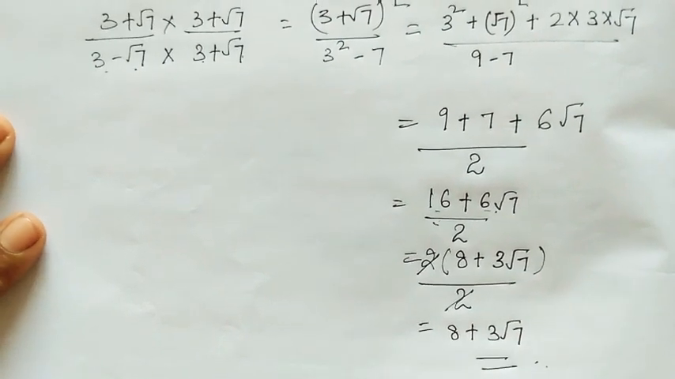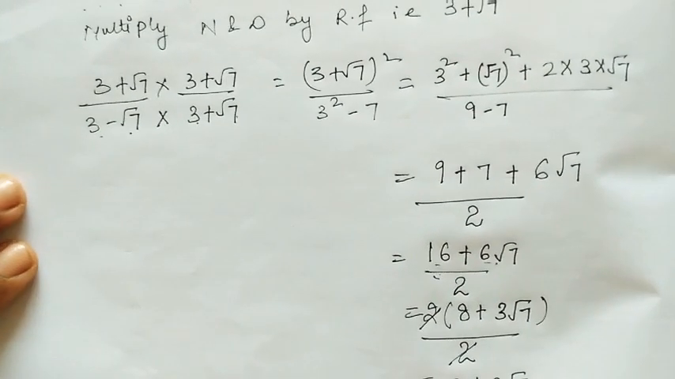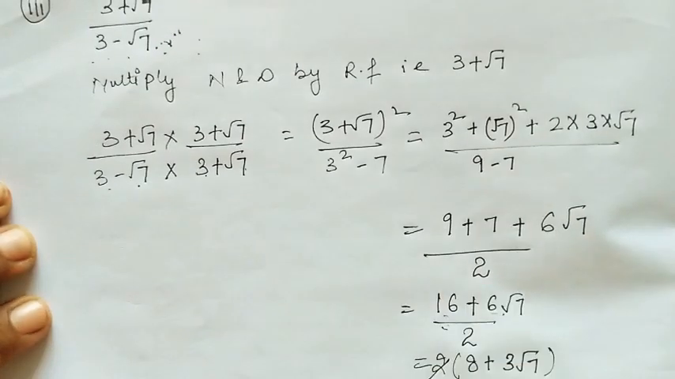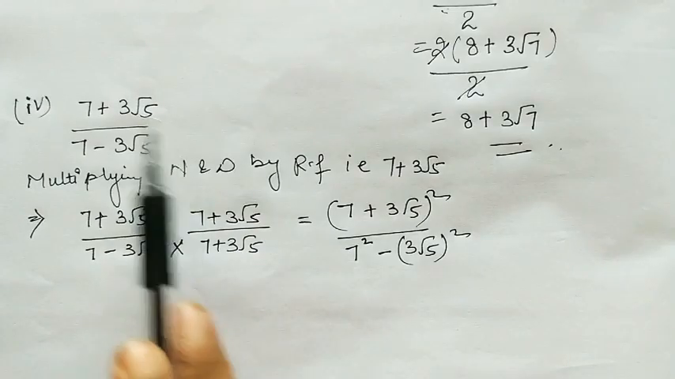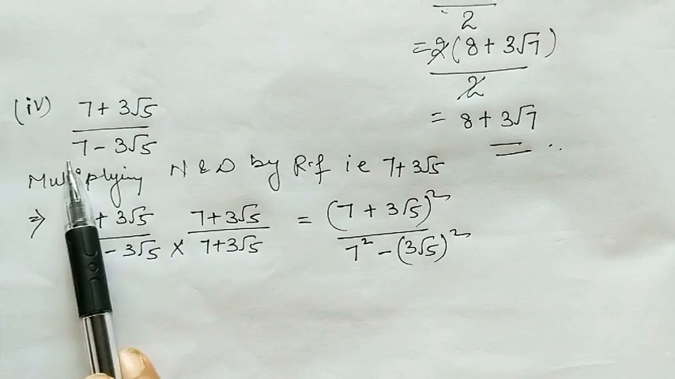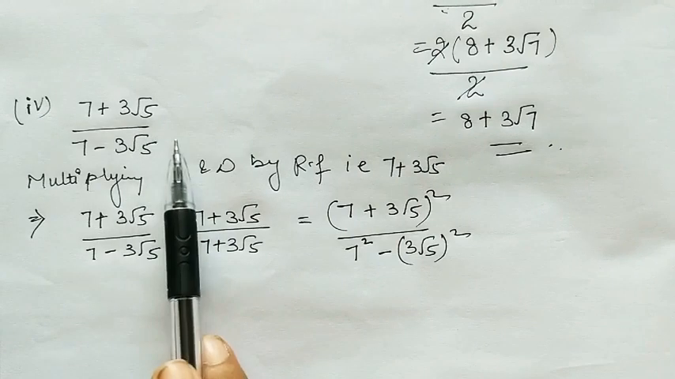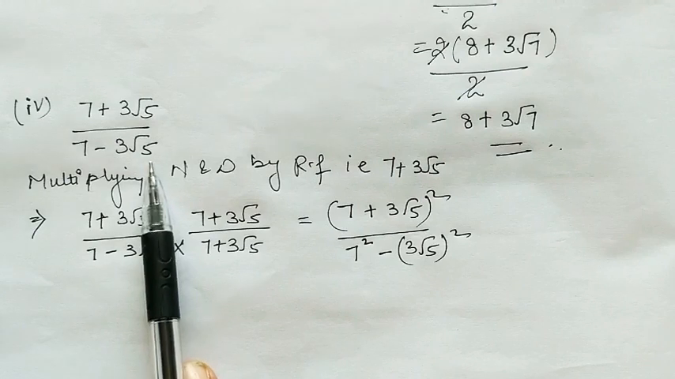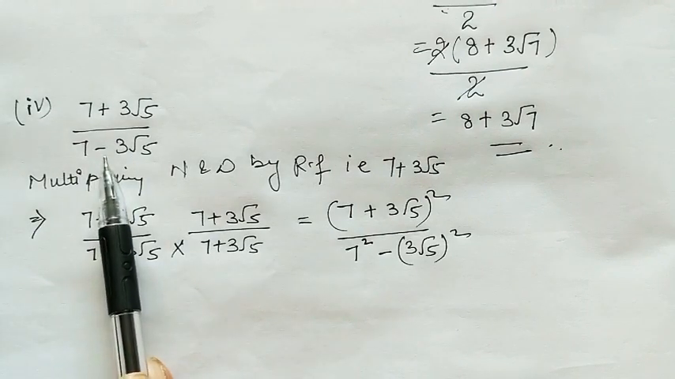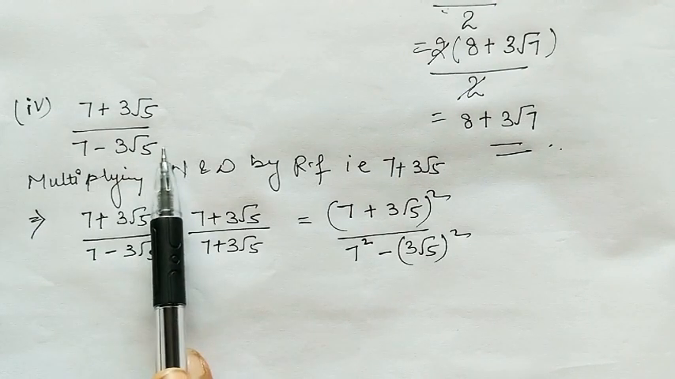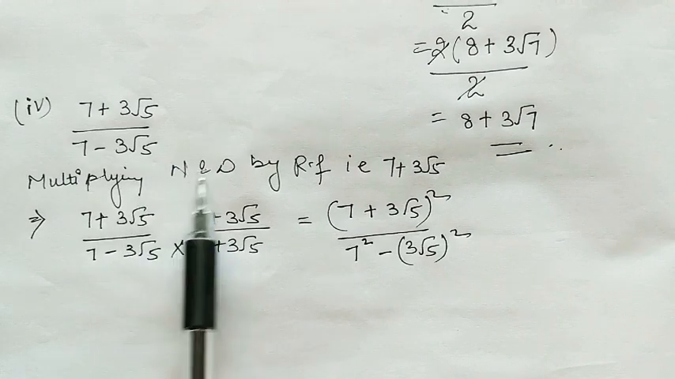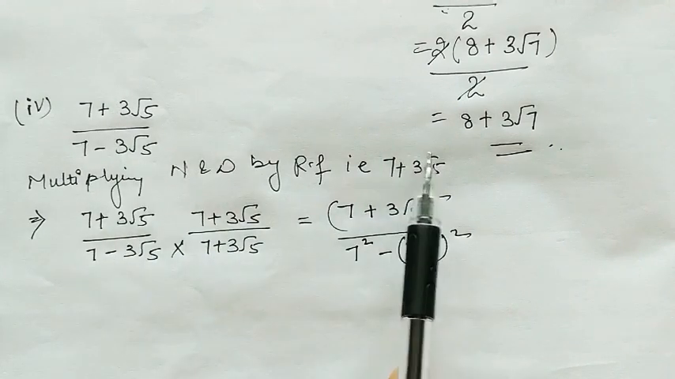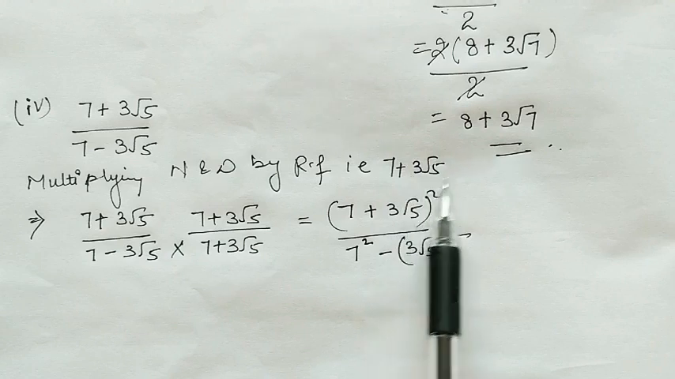Okay, let's move to the next question again to make you more clear. See, another question, that is 7 plus 3 root 5 upon 7 minus 3 root 5. Again we need to do the same. We need to find its rationalizing factor. The rationalizing factor will be the conjugate of this, meaning 7 plus 3 root 5 will be its rationalizing factor. So we need to multiply numerator and denominator by the rationalizing factor 7 plus 3 root 5.